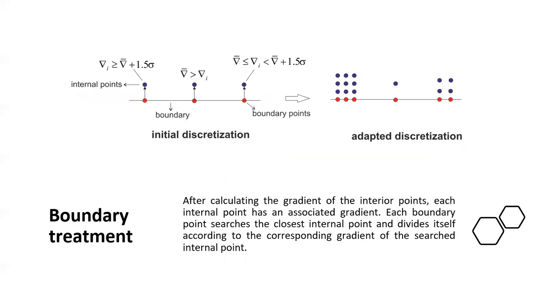We do not calculate the gradient in the boundary points. After the gradient calculation of the internal points, each internal point has an associated gradient. Each boundary point searches the closest internal point and divides itself according to the corresponding gradients of the searched internal points.